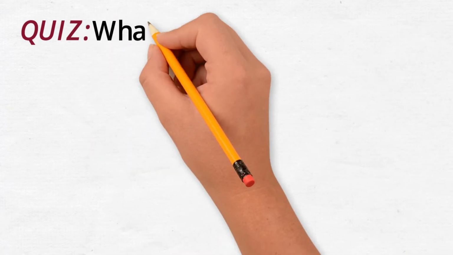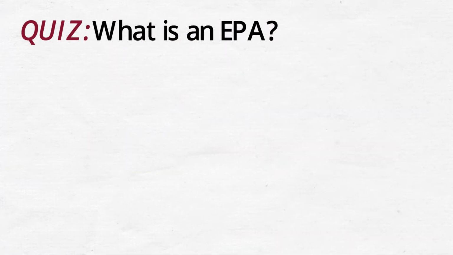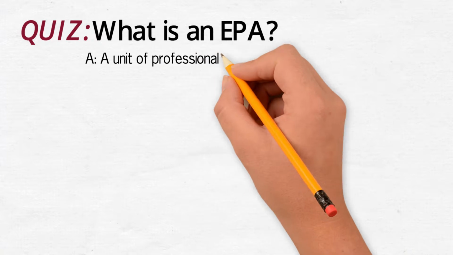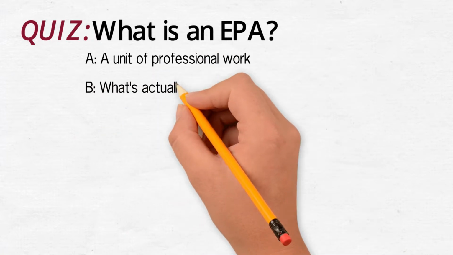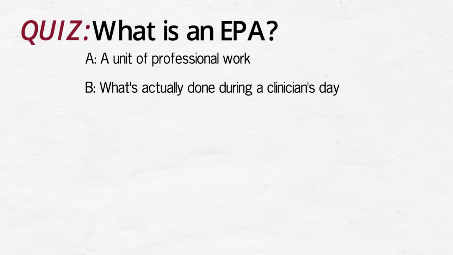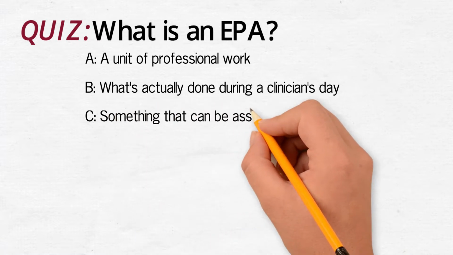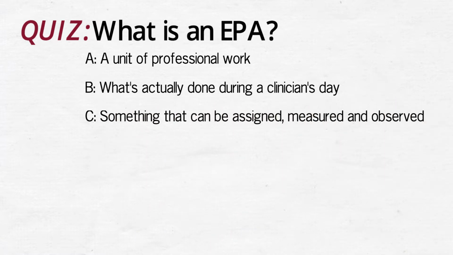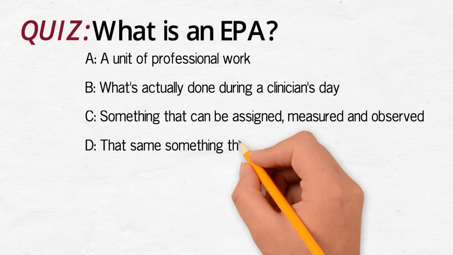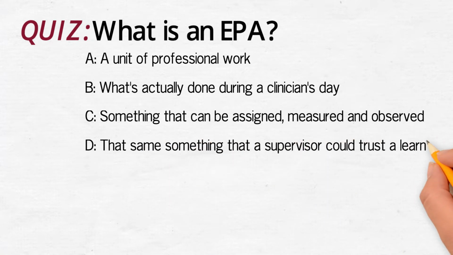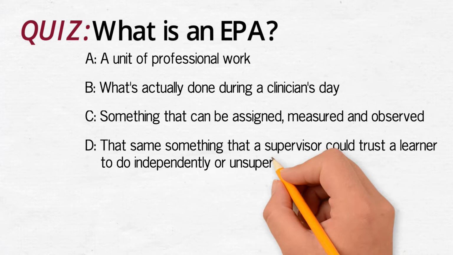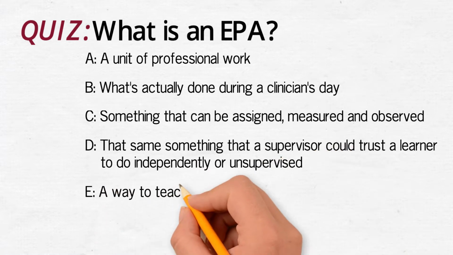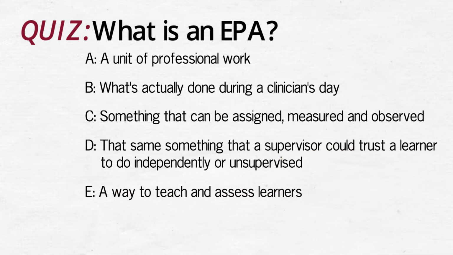Here's a multiple choice question. What is an EPA? A, a unit of professional work. B, what's actually done during the clinician's day. C, something that can be assigned, measured, and observed. D, that same something that a supervisor could trust a learner to do independently or unsupervised. E, a way to teach and assess learners. F, all of the above. It's no surprise that each of these describes an EPA.